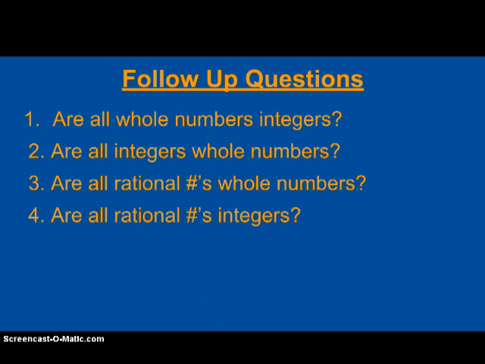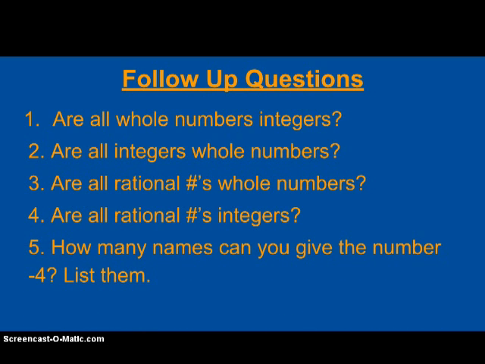Then we want to think about, are all rational numbers integers? Very similar to number 3, but just a little bit different. Again, tell me yes or no, and maybe why or why not. Your last follow-up question is, how many names can you give the number -4? I want you to list those. Can we call -4 a natural or counting number? You tell me. What names in our rational number family can we give that number, -4?